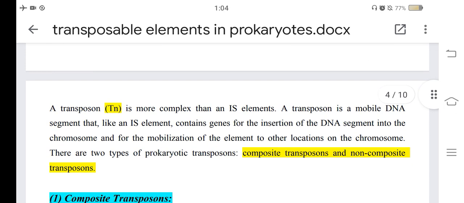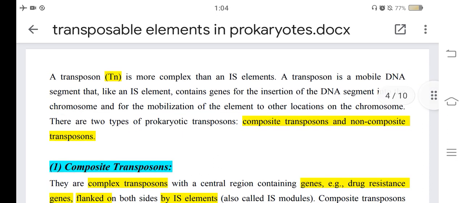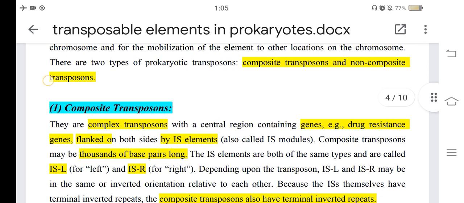Next, prokaryotic transposons. A transposon or Tn is more complex than an IS element. A transposon is a mobile DNA segment that, like an IS element, contains genes for the insertion of the DNA segment into a chromosome and for the mobilization of the element to other locations on the chromosome. There are two types of prokaryotic transposons: composite transposons and non-composite transposons.